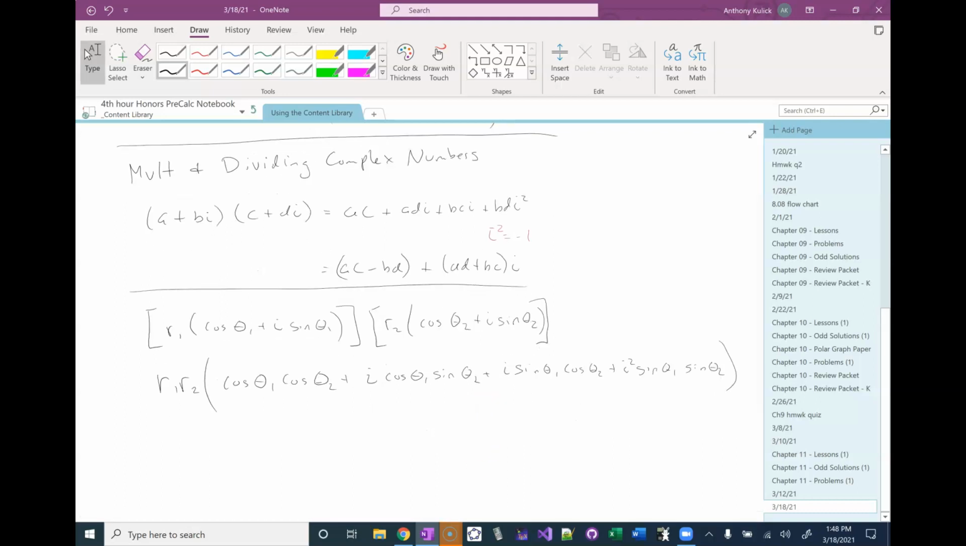So what I'm going to do then is, again, we recognize that i squared is negative 1. And I'm going to group this term and this term together. And then I'm going to group this term and this term together.